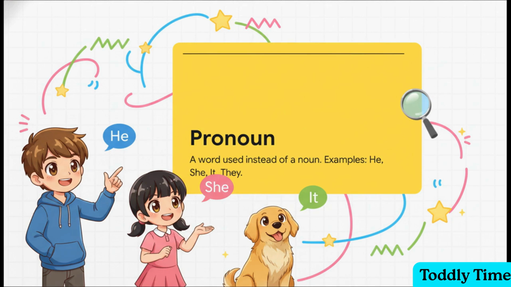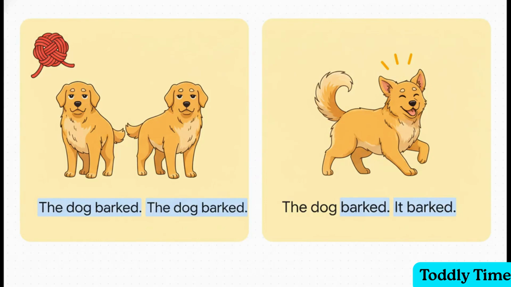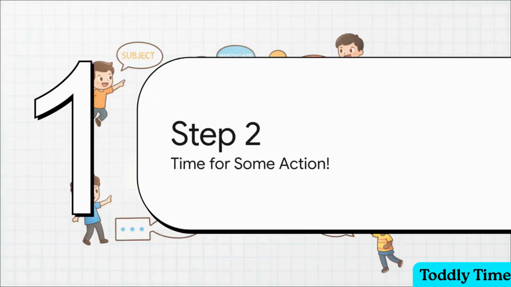Makes sense, right? Check this out. This shows exactly how it works. Instead of saying the noun dog twice, like the dog barked, which sounds a bit clunky, we can swap in our pronoun for the second time. The dog barked, it barked. See how much smoother that sounds? Pronouns are pretty awesome.